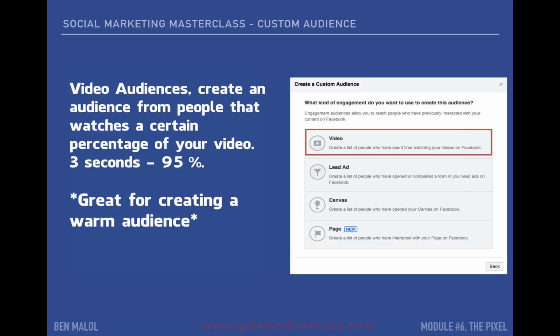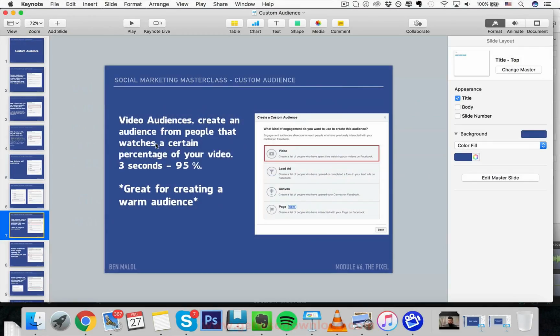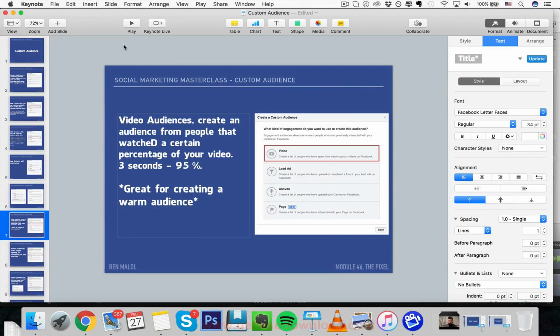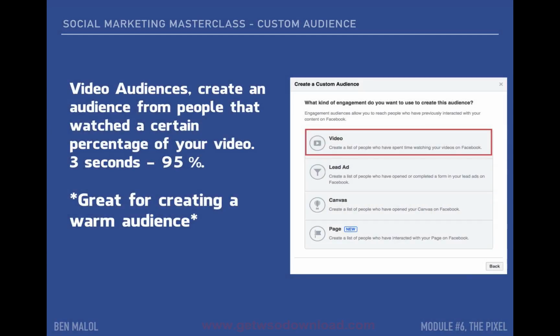You have video. So if you create a video audience, it basically creates an audience from people that watch a certain percentage of, I don't like that S there. Let me erase that. There we go. So with video audiences, you can create an audience from people that watch a certain percentage of your video, anywhere from 3 seconds of your video to 95% of your video. Okay, you choose what to build. You can create an audience of all the people that watched at least 3 seconds of your video. You can create an audience of all the people that watched 50% of your video up to 95%.